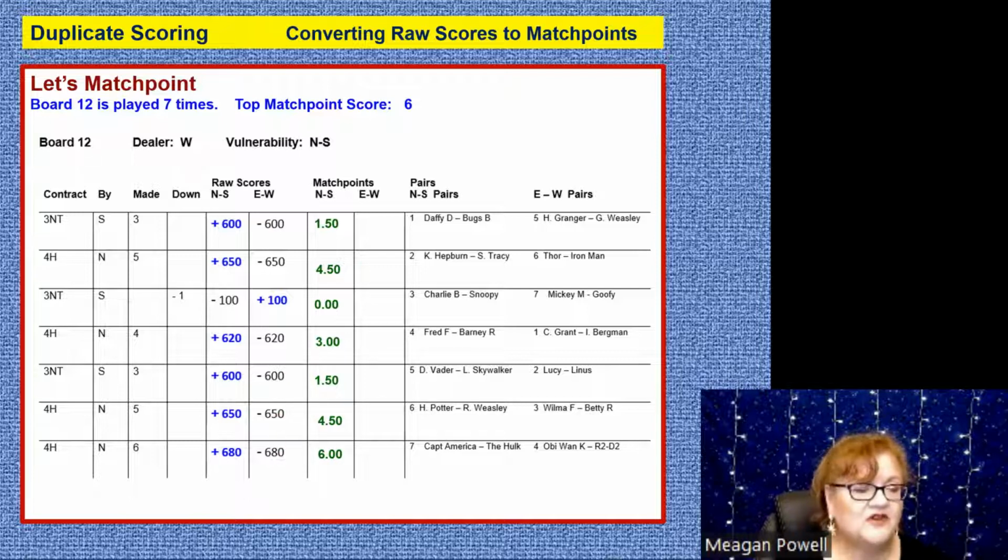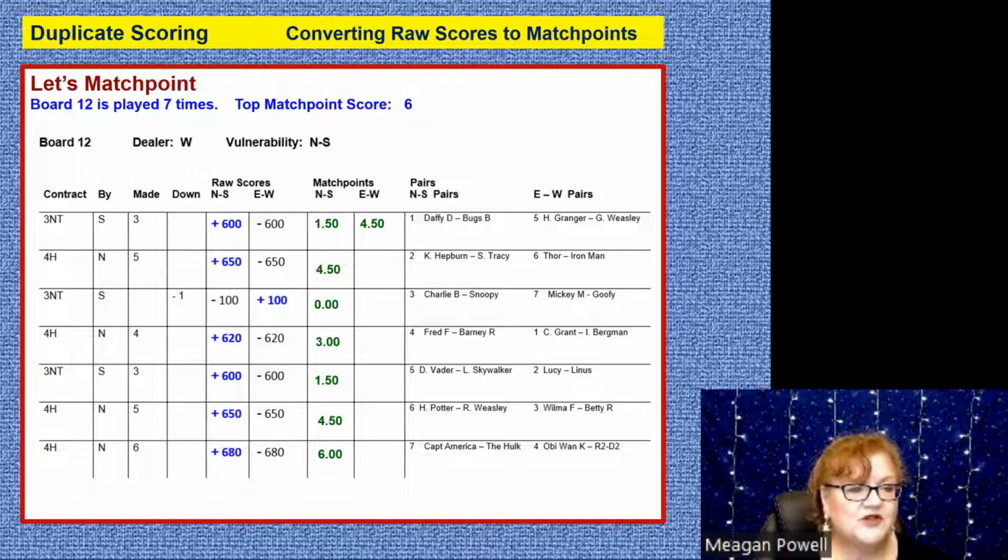So let's think about this. Who did Granger and Weasley beat? They beat line 2's 650. They beat line 4's 620. They tied Lucy and Linus on line 5. They beat line 6 and 7. So I think they beat 4 pairs and tied 1. They should get a 4.50. And if you notice, if you add those together, that should give you your top match point score of 6.